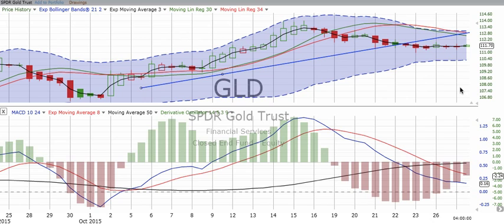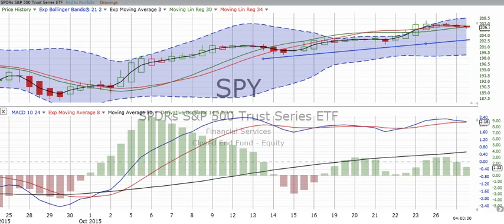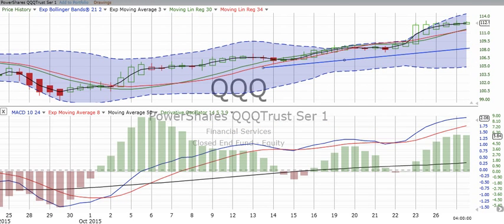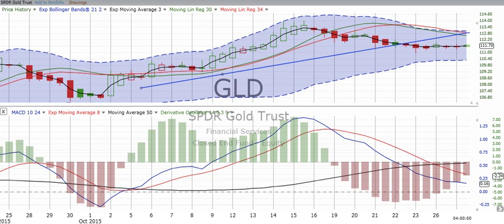So that is where we are in the markets today. Caution on our big indexes, IYY, SPY, and the Qs, with potential topping out on those short charts, but still confirmed up moves on the big charts. And gold, keep an eye out for that to see if it's going to turn around and start moving up. That is where we are.